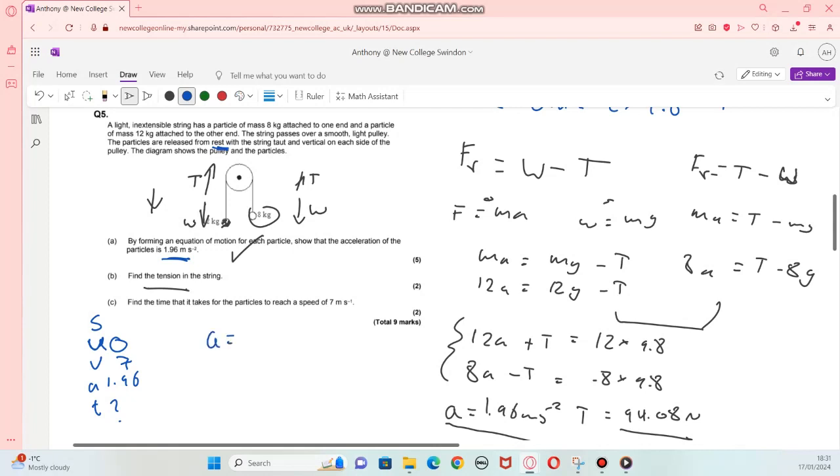And you should get a is equal to v minus u over t. And we get 1.96 is equal to 7 subtracted by 0 over t. Rearrange, and you get t is equal to 3.57 seconds. Let me check that real quick. 7 divided by 1.96. Yep. And that's it. Those are our answers.